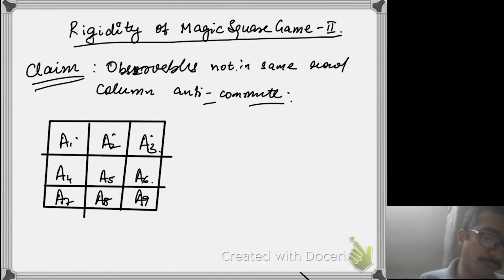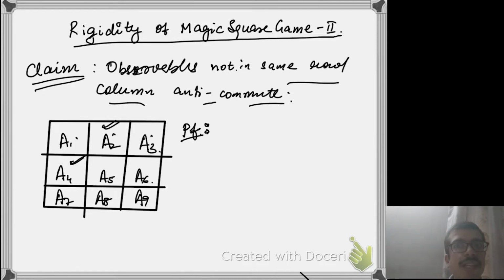So our claim is that observables which are not in the same row or column must anti-commute. We will now try to prove this. In order to prove this, we will take a specific pair of observables, and the proof is similar for every pair of observables which lie neither in the same row nor in the same column. We take an example, A2 and A4. What we are going to show is that A2 A4 is minus A4 A2.